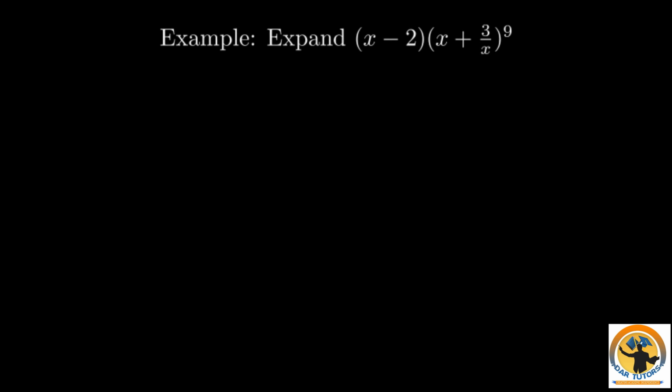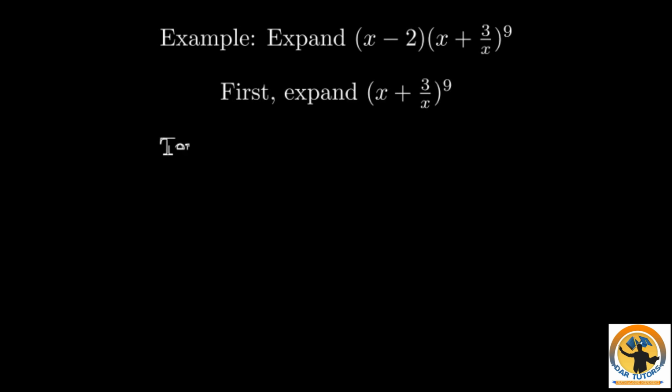Let's tackle another complex expansion. We'll find the first 5 terms in descending powers of x for the expansion of (x minus 2) times (x plus 3 over x) to the power of 9. We need to expand the product of x minus 2 and (x plus 3 over x) to the power of 9. The strategy is to first expand the binomial part, (x plus 3 over x) to the power of 9, and then multiply the result by x minus 2.